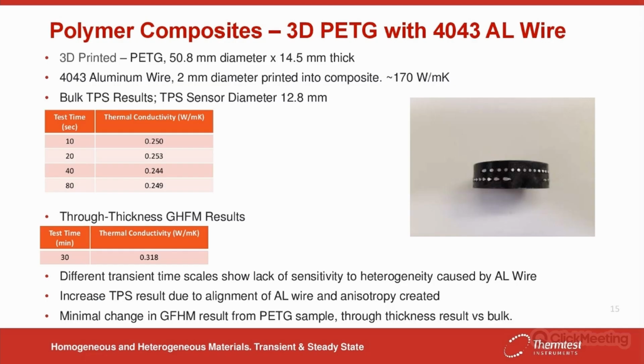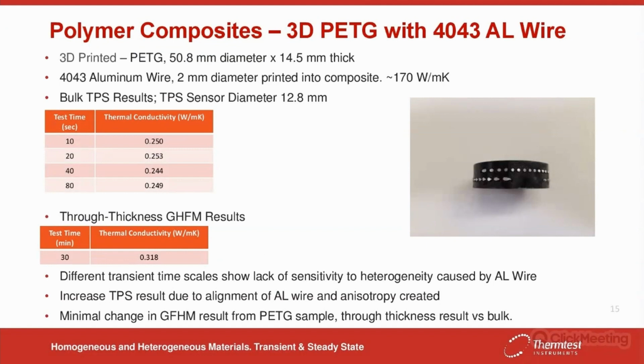And then the next sample we did was the same dimensions of 3D printed, but we introduced some aluminum wire. This was a 3D printing process where we stopped with 3D printed channels, introduced the wire, and continued the 3D printing process until we achieved the full thickness. And we ran the same time scales by transient. You can see that more or less there was an increase in conductivity from the control, but the time scales show a sort of lack of sensitivity to the heterogeneity caused by the introduced wire.